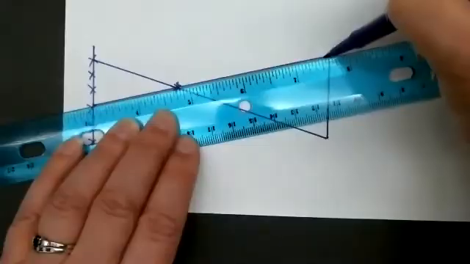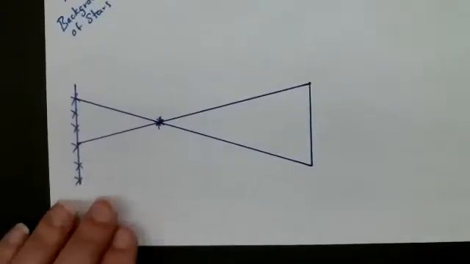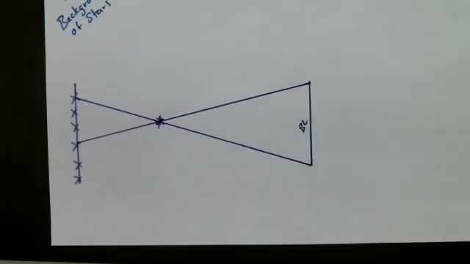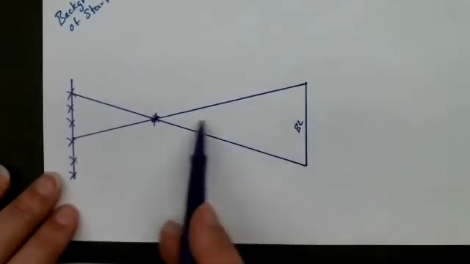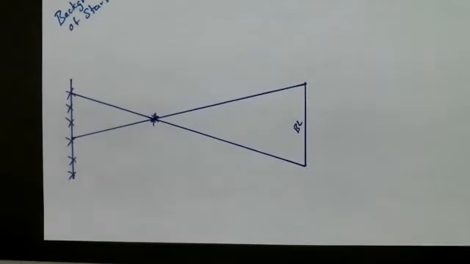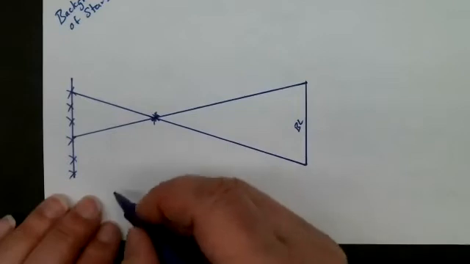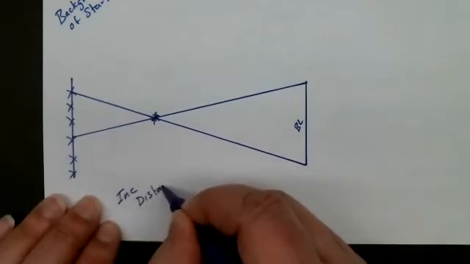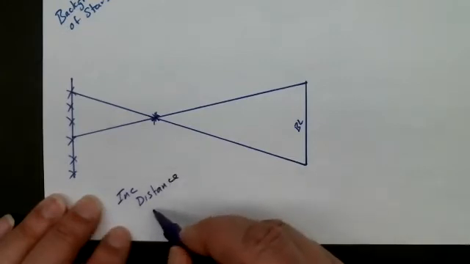All right, that's my starting point. So this is the baseline. This is the distance to the object being observed. So now the first thing we want to ask is what will happen to the parallax shift if we increase the distance to the object being observed? So increase distance. What happens to the parallax?